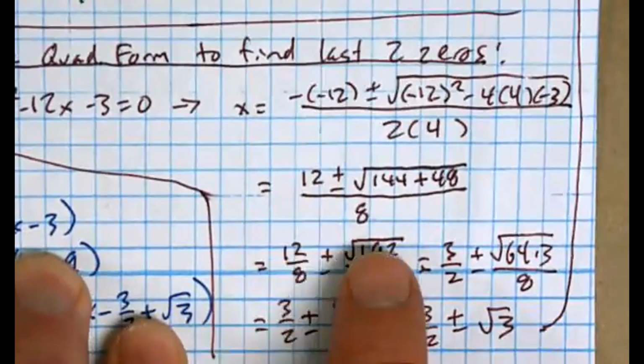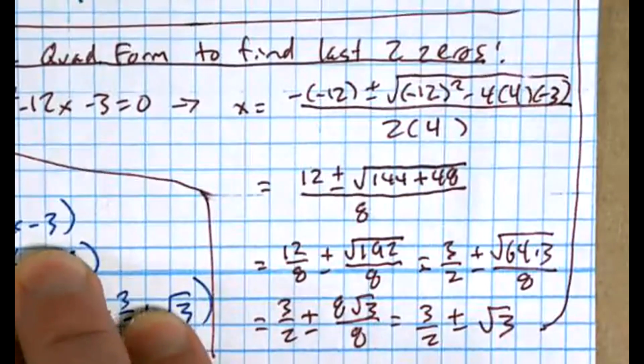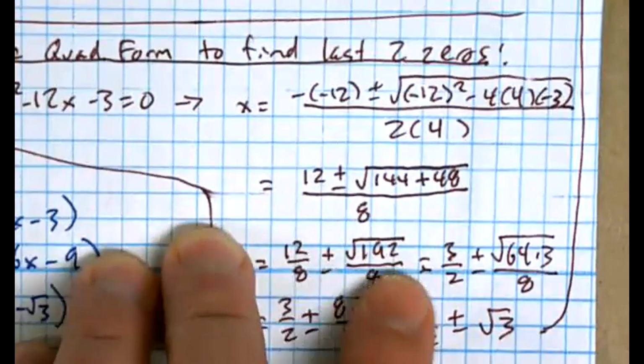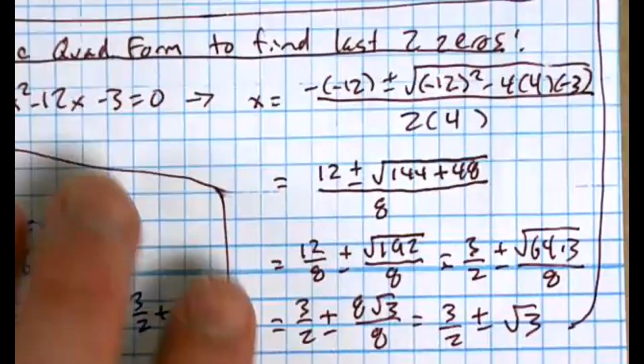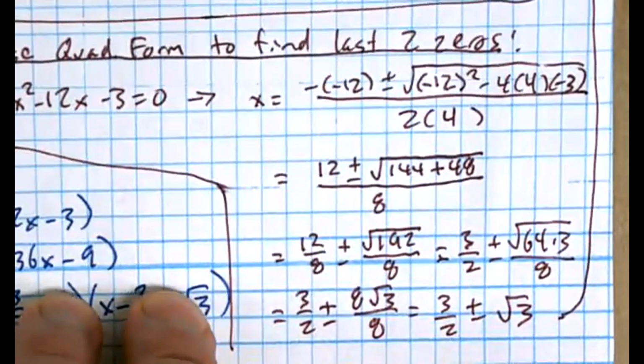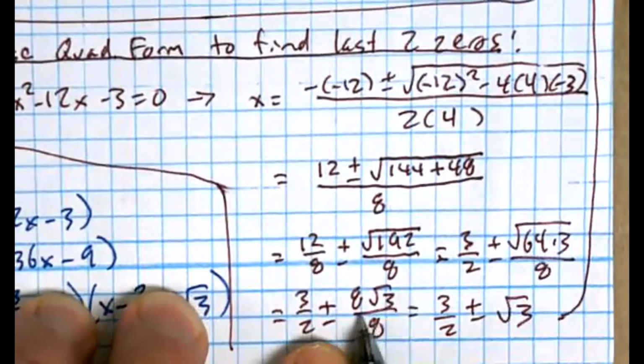So did you end up with 12 plus or minus root 192 all over 8? So 192, I started playing around with it and just started dividing it by stuff, and I found that 64 does go into 192. So 192 is 64 times 3. And I know what the square root of 64 is. So the big step, to answer your question, is from right here to right here.